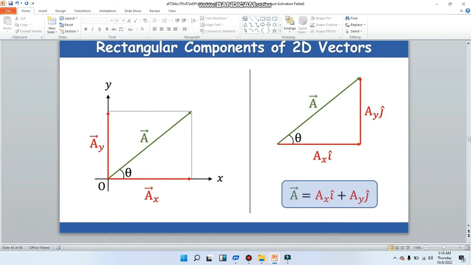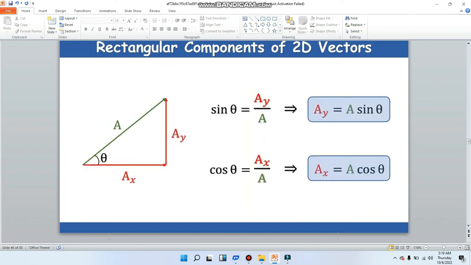Rectangular components of vectors. If A is a vector, then AX and AY are its rectangular components. Theta is the angle between the vector A and one of its components. The component AY is perpendicular to the component AX. Therefore, the vector A can be written as the sum of its two components, AX that is in the i direction and AY that is in the j direction. Rectangular components of a 2D vector. AY can be written as A sin theta, AX can be written as A cos theta.